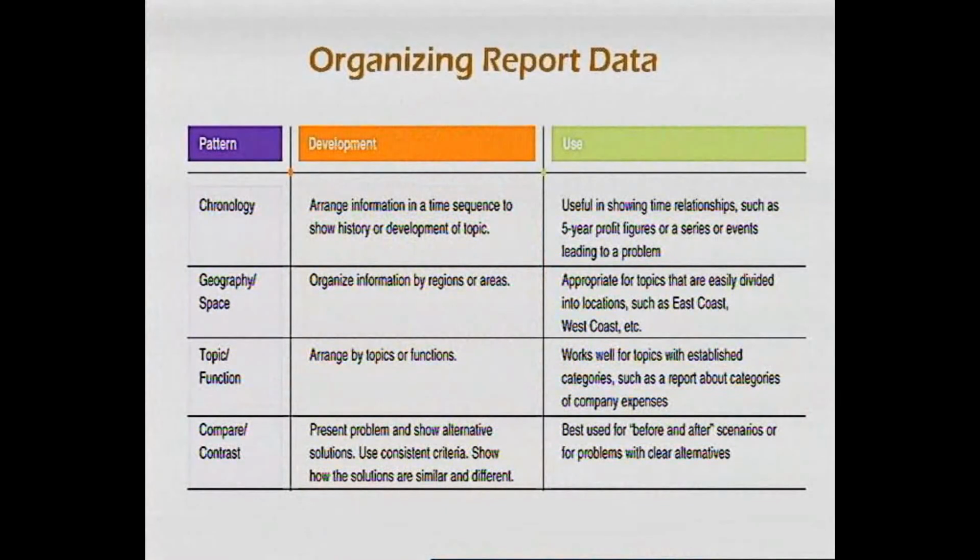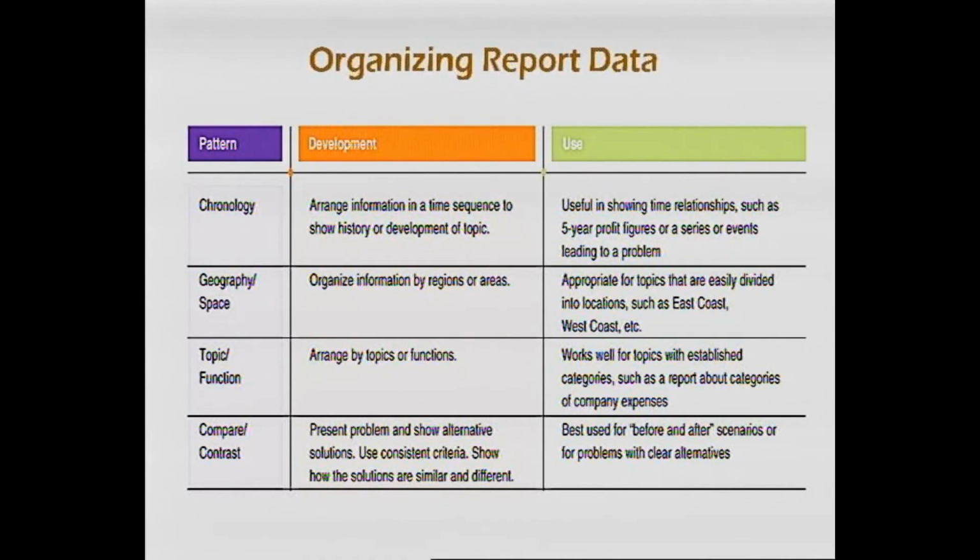Now, organizing the report data, let's see. These steps are given in this diagram. See this diagram, there are 3 blocks: you have a pattern, development and the use. When you design data or organize the report, what is the basic aspect? First is the chronology. Chronology is arranging data in a sequence which shows the history of events, like you start describing things from the 1960s to 70s to 80s, coming to the 90s and 2000.